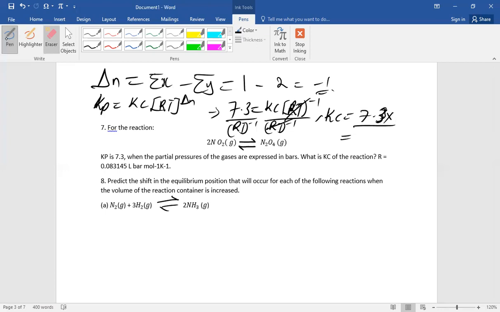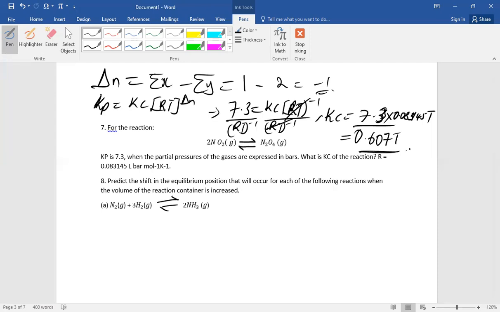Since we haven't been given the value of temperature, we just put the value of R, 0.083145, then T. So that is 7.3 times 0.083145, which is going to be 0.607 T. So that will be our Kc for this reaction.